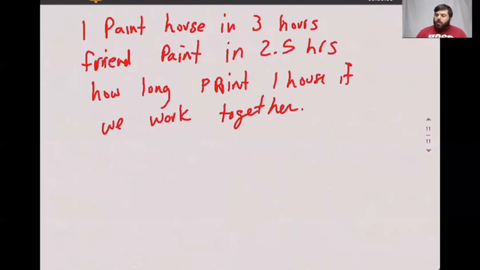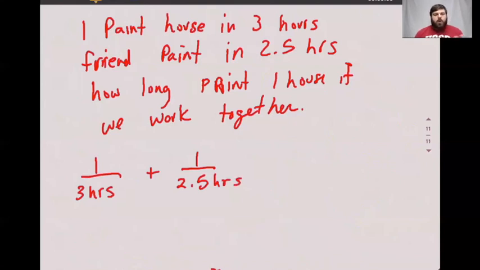Okay, so what we're talking about again is these rates, which are ratios of two different units. So one something per something, one something per something. Okay, well, what I can do is I can say that I paint one house in 3 hours. So 1/3. Okay, if you add together my friend who can do one house in 2.5 hours, why am I adding them together? Well, because we're going to work together on this.